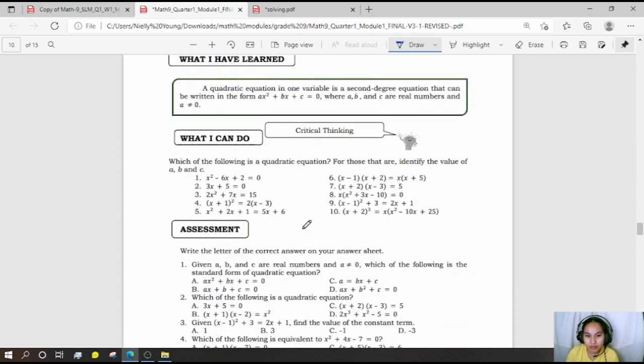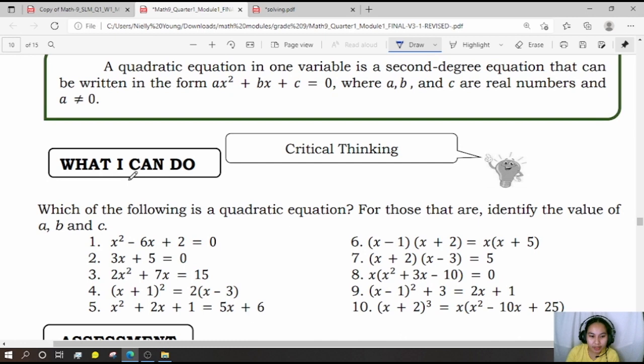Page 8. What I can do. Which of the following is a quadratic equation? For those that are, identify the values of A, B, and C. So, dapat yung standard form ng quadratic equation is ax squared plus bx plus c equals 0. Pag sinabi natin quadratic equation, meaning the highest power or the degree is 2.